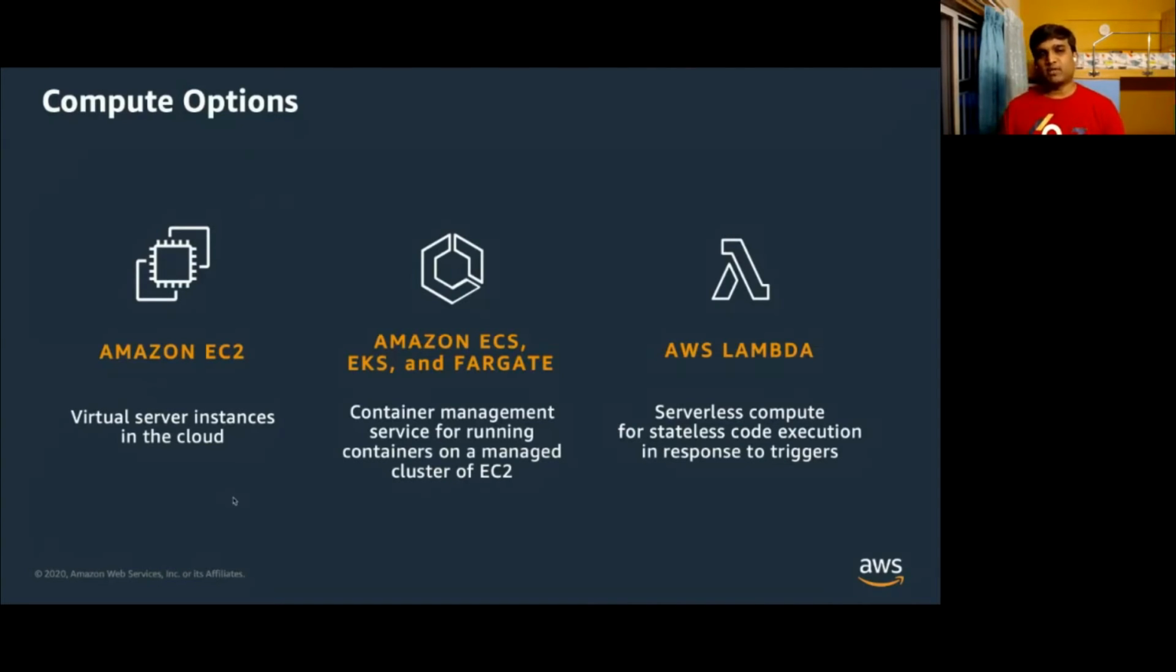But the next important thing is the virtual machine, or what are the compute options that we have in AWS. So we have many options. Out of that, what we are going to focus on today is EC2 instances and Lambda.